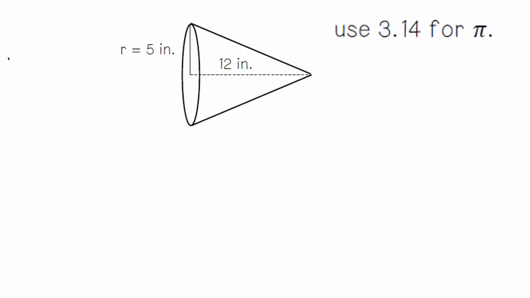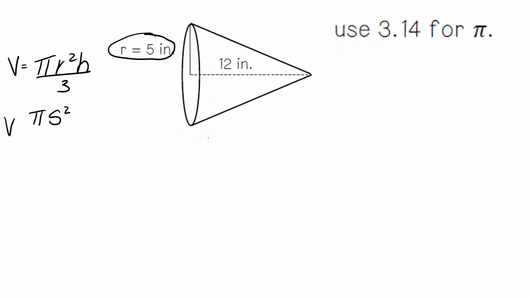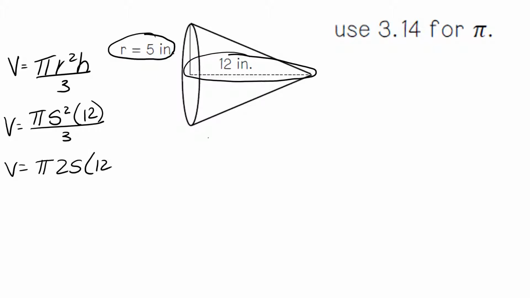For this problem, we're going to use our formula, V equals pi r squared h divided by 3. It tells us that our radius is 5 inches, so 5 squared. Our height, the line going the length of the cone, is 12. Our height goes in parentheses. We solve the 5 squared first. 5 squared is 25. 25 times 12 is going to give us 300. 300 divided by 3 is 100.